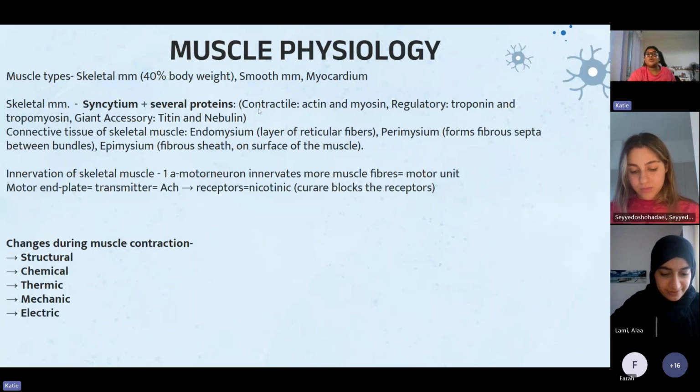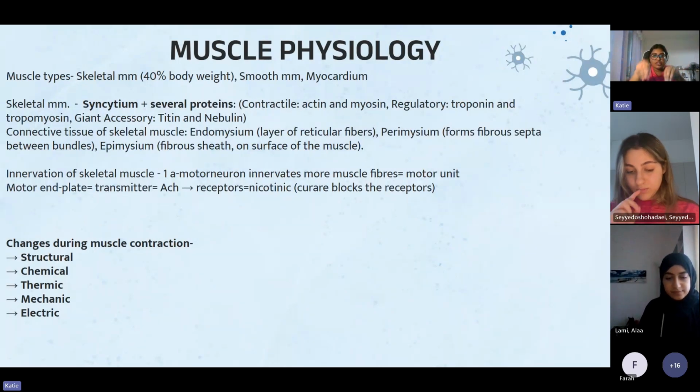Since it's here, you need to know the several proteins in the skeletal muscle. You have the contractile proteins, the regulatory proteins, and the accessory proteins. Once you watch the playlists, he explains all the functions, and you'll know what all of this is. You've heard of it before. You need to know about the connective tissue of the skeletal muscle. Endomysium is the surrounding of individual fibers with reticular fibers. Perimysium is between bundles, separating the bundles. Epimysium is on the surface of the muscle.